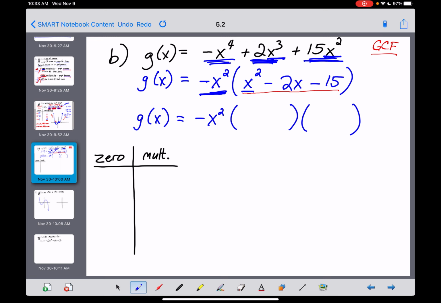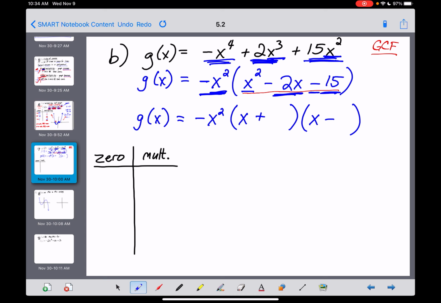For me, what breaks up into x squared? Well, that's going to be x times x. I would read my signs here, and that minus tells me that these two signs are going to be different. 1 plus and 1 minus. And I'm looking now for two numbers that multiply to negative 15 and add up to negative 2.